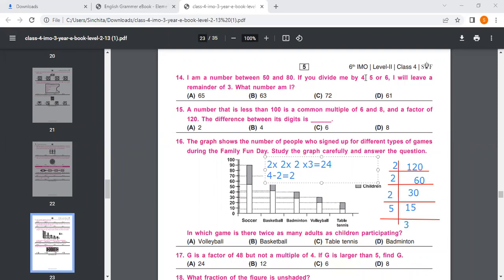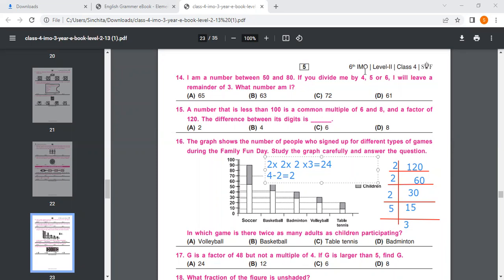Now what we have to do? 65 is exactly divided by 5, so 65 we will not take, because there is 5 in the end. Any number with 5 or 0 in the end can be exactly divided by 5. The next one is 63. If we divide it by 5, the quotient will be 12 and the remainder will be 3.